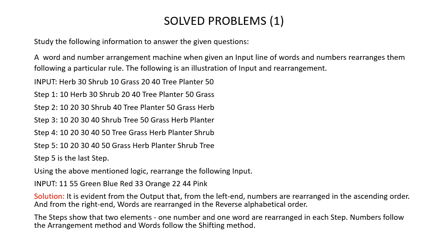Now when you observe these steps, you'll see that the steps show that two elements, one number and one word, are rearranged in each step. One number is rearranged at the extreme left end, and one word is rearranged at the right end in each step. Also, the steps show that arrangement method is followed by the numbers at the left end, and shifting method is followed by the words at the right end.